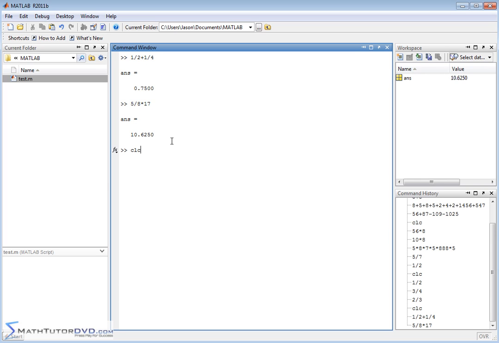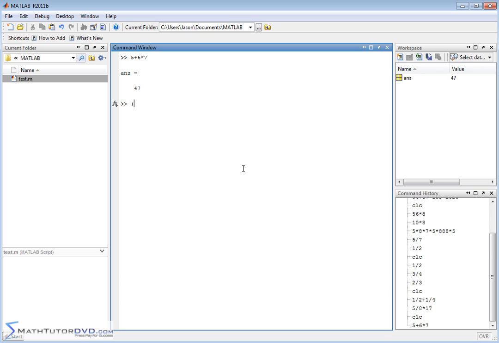Now, the other thing I want to show you is, of course, MATLAB understands parentheses. And you use the same parentheses that you have on your keyboard. And it understands order of operations. So if I have 5 plus 6 times 7, then the way MATLAB is going to arrive at this is it's going to do 6 times 7, and then it's going to add 5 to the result. And so I'm going to get 47, like this.